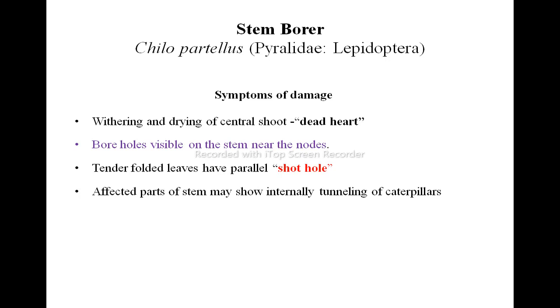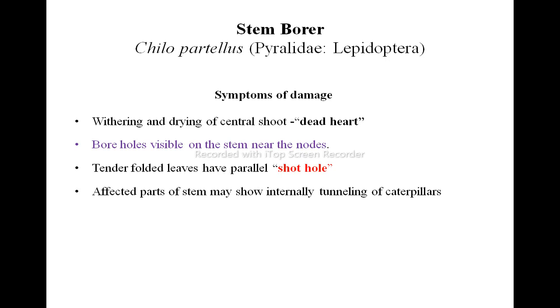Symptoms of damage. Which type of symptom we can see on the sorghum that is affected by the stem borer? First symptom, as the name indicates, stem borer means the larva after hatching from the eggs enters inside the stem. They make tunnels or eat the internal content of the stem. Because of that, wilting or drying of the central shoot occurs, that is known as dead heart.